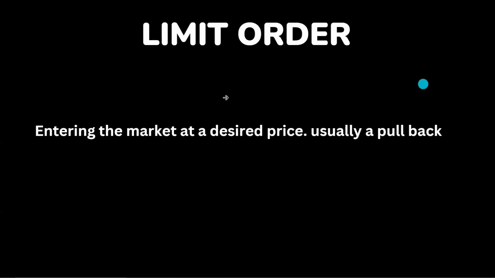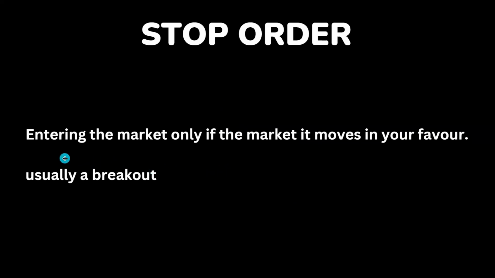Now, stop orders are entering the market only if the market moves in your favor, usually a breakout. Now, what this means is it's quite similar to the limit orders, but it's different in a way. What this means is if the market is going in a specific direction, let's say you want the market to go down. Yes, so you want the market to go down and the market is actually going down. So you basically put your order here and then the market goes there. And if the market goes there and touches it, it automatically puts you in a sell, right?